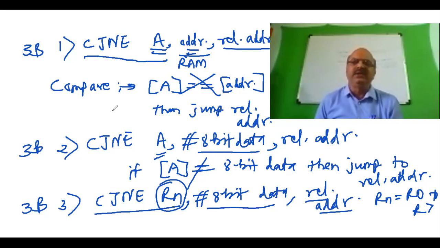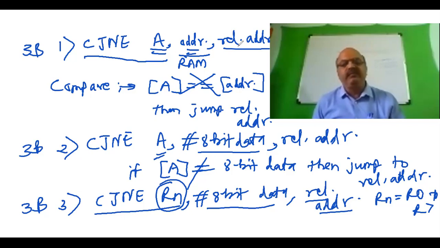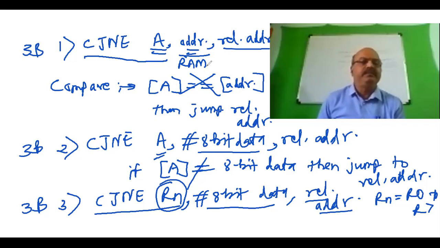Correct. What are the variations we see? In the first two instructions, the data is in the accumulator. First data is in the accumulator. Second data is either in the address or in the instruction itself. Third instruction, accumulator is not used. Instead of accumulator, bank registers are used. So first data is in the bank register. Second data is in the instruction itself. Okay, they are compared.